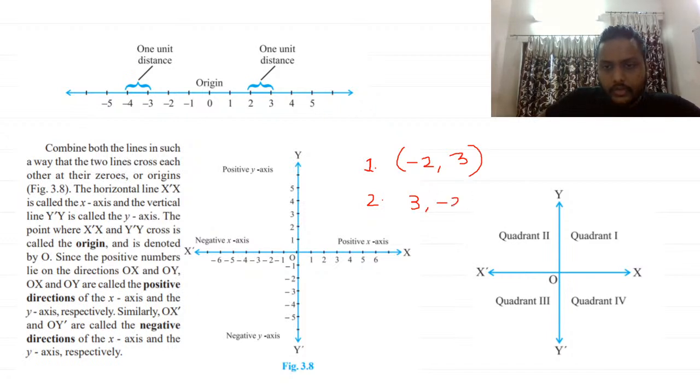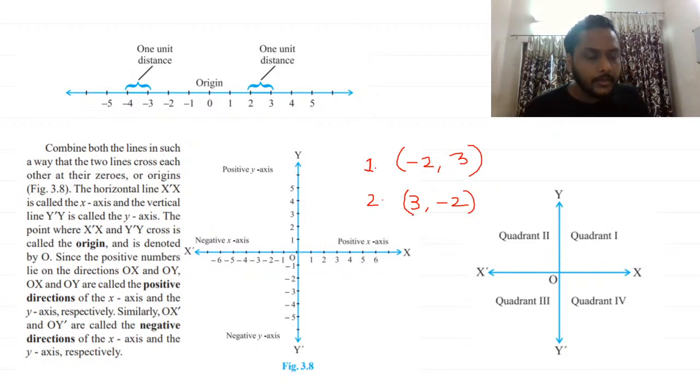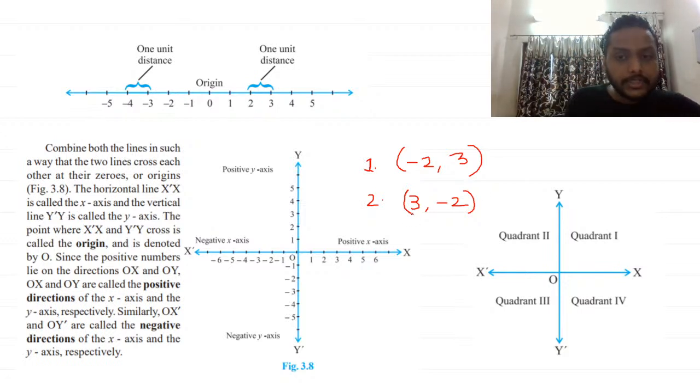Am I clear? You just need to tell me which quadrant these lie in. Exactly. If we talk about -2, 3, you can see that your x is negative and y is positive, and where is x negative, y positive? In the second quadrant. So this point is lying in the second quadrant. Very good.